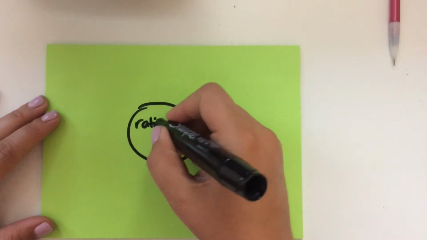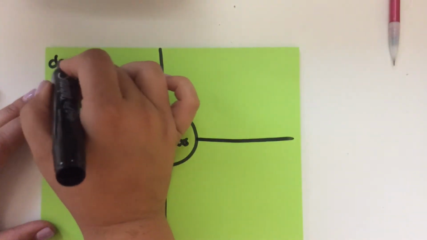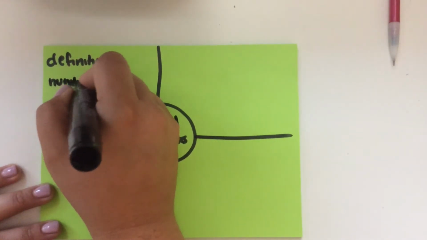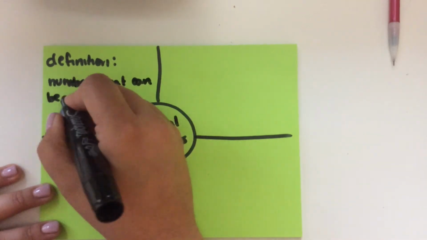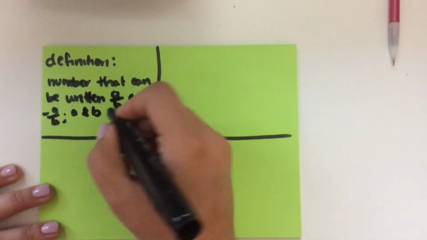Okay, turn to page R in your glossary. We're talking about rational numbers. In the top left, here's your definition. It's a number that can be written as a over b or a negative a over b, where a and b are whole numbers and b cannot equal 0.